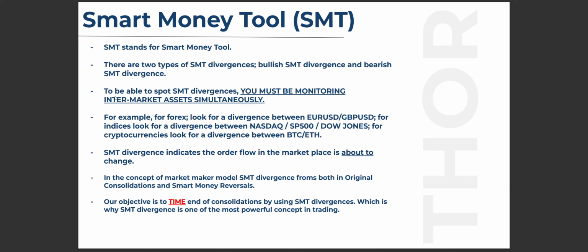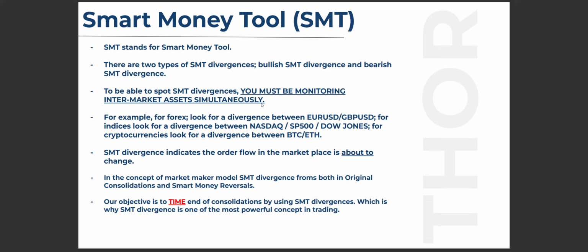Now, to be able to spot an SMT divergence, you must be monitoring intermarket assets simultaneously. What I mean by that is, if you're trading Forex currencies, you need to look for a divergence between Euro USD and GBP, British Pound USD. Or if you're trading indices, you look for divergences between Nasdaq, S&P 500, and Dow Jones.